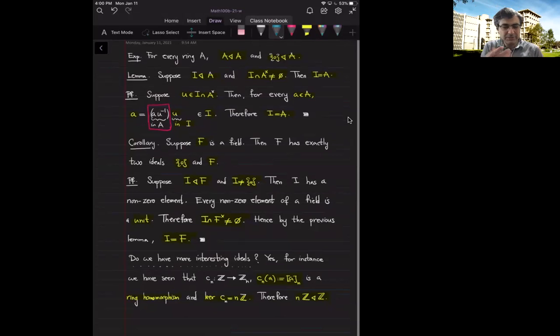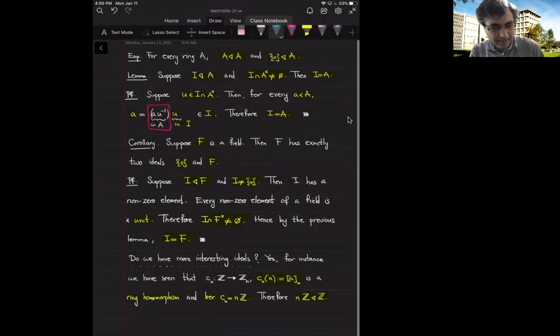So overall, we deduce that when my ring is a field, then from the ideal point of view, it's not that rich. It has only two ideals, the 0 ideal and the entire field. Is that it? Do we have the same shape, the same picture for every ring?